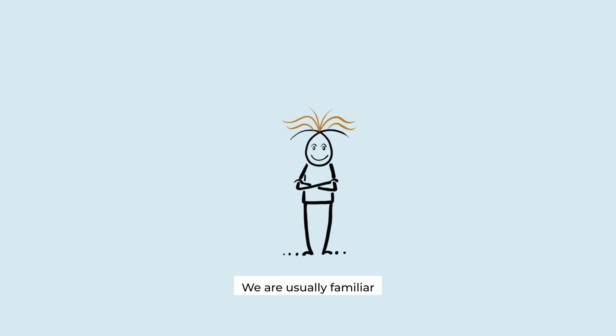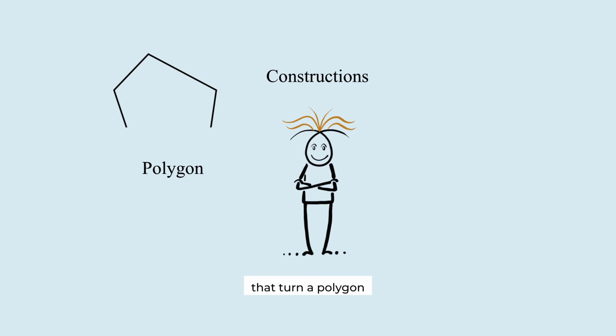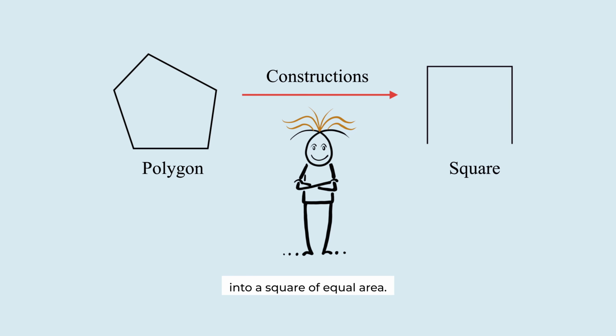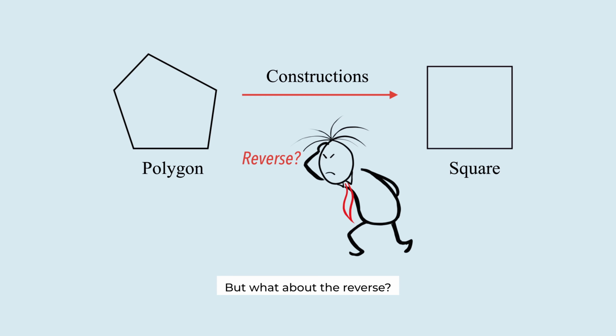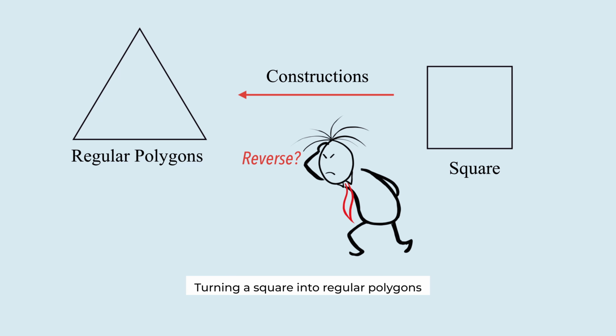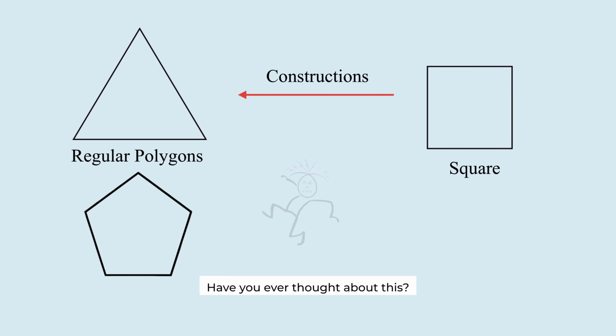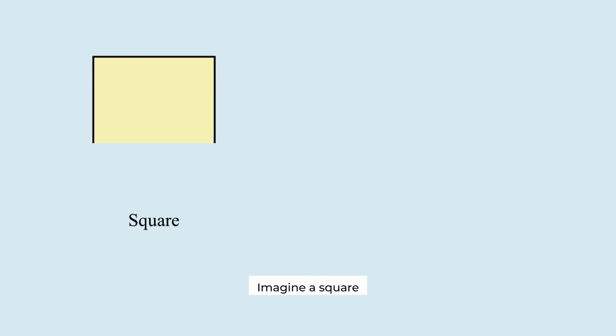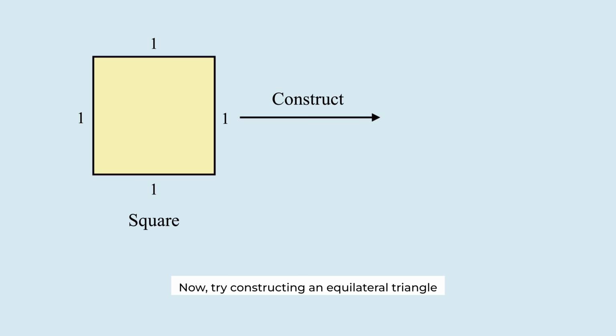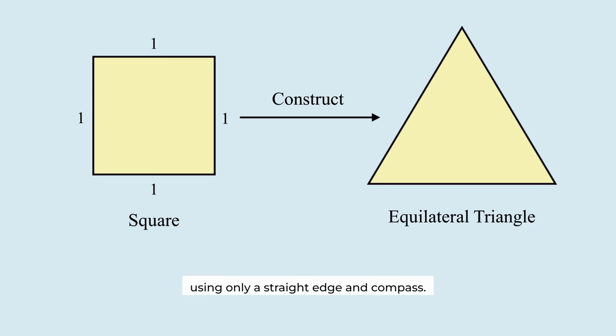We are usually familiar with constructions that turn a polygon into a square of equal area. But what about the reverse? Turning a square into regular polygons with the same area. Have you ever thought about this? Imagine a square with each side equal to 1. Now try constructing an equilateral triangle using only a straight edge and compass.